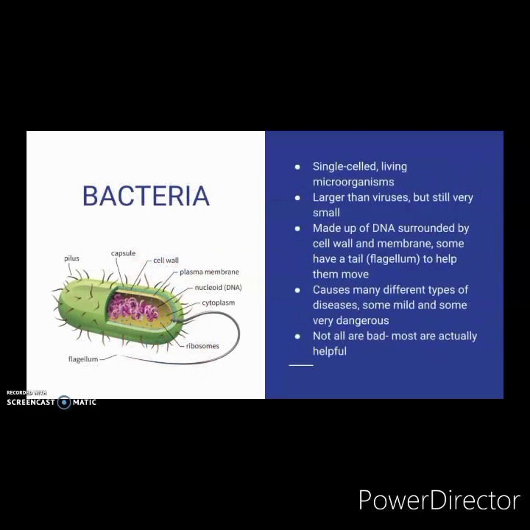Then we have bacteria. They're single-celled, living microorganisms. They are significantly larger than viruses, but still very small compared to parasites and fungi. They are made up of DNA surrounded by a cell wall and membrane, and some can even have a tail, called a flagellum, to help them move. So bacteria are able to move on their own because they're living, and they have a cell wall and membrane, which starts to resemble a human cell, but they still lack a nucleus.